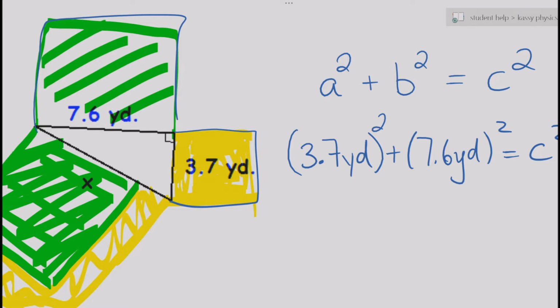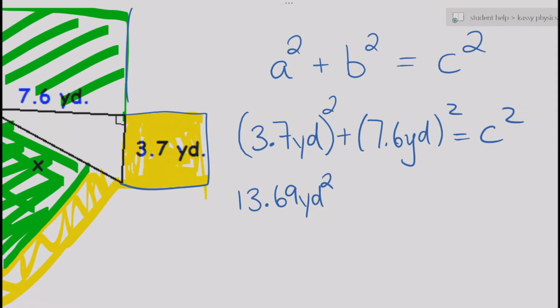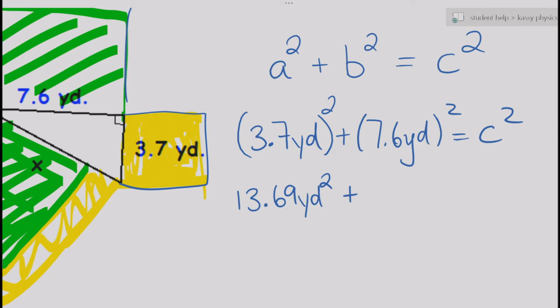3.7 squared is 13.69 square yards, because yards squared is square yards. And 7.6 squared is 57.76 square yards. Now you don't have to do this all stepped out like this.